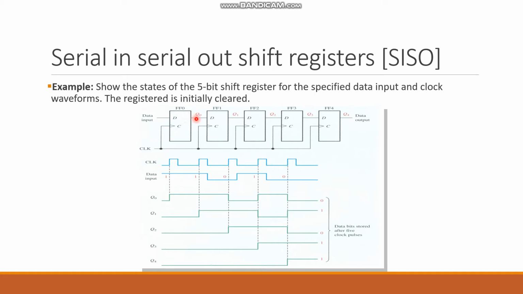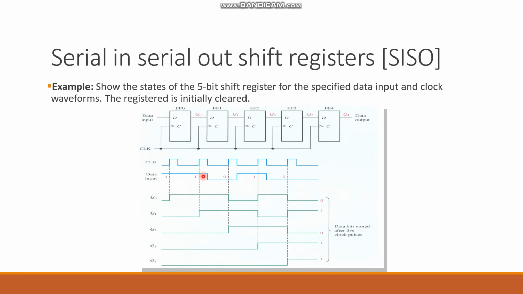If you can see, the input of flip-flop 1 is Q0. That means this one is going to be given to the input of the next flip-flop. So the 0 is going to go there. This one contains 0, it goes there. This one contains 0, it goes there. And this one is 0, it goes there. How about the second clock pulse? This is the second clock pulse.